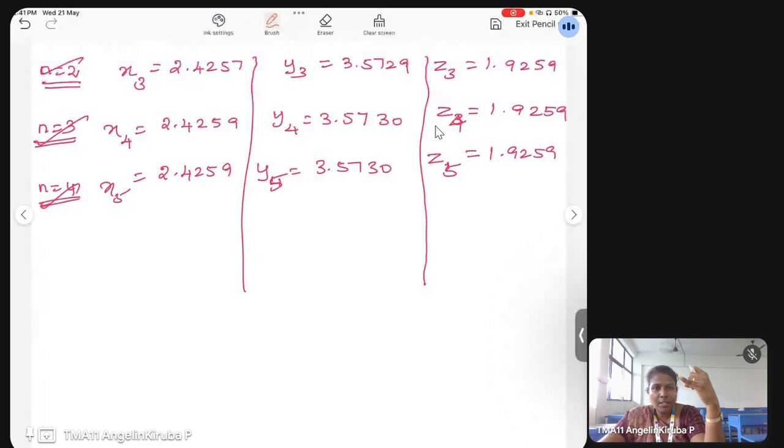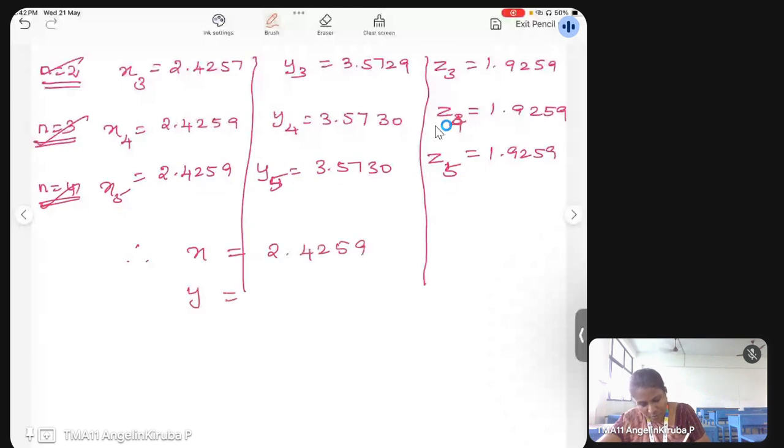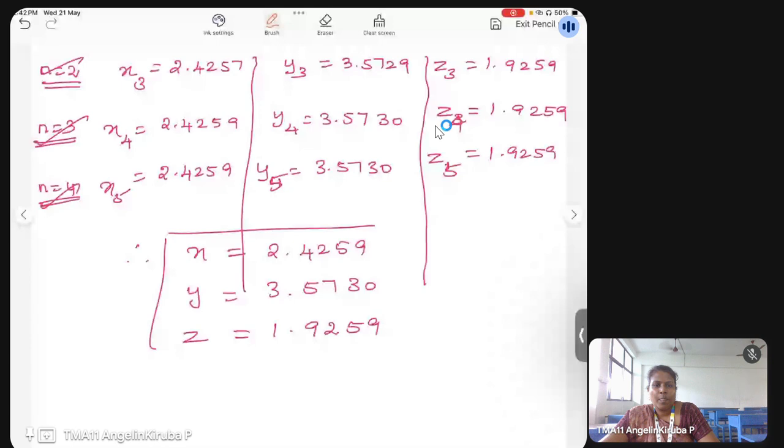First is the condition, and then we have to find the equation for x, y, and z. We have to proceed with the iterations one by one by substituting n equal to 0, 1, 2, 3 like that. And where we have to stop, two successive iterations should give the same answer. From these two, x value is 2.4259, y value is 3.5730, and z value is 1.925. Okay, so this is the answer. Okay, right?